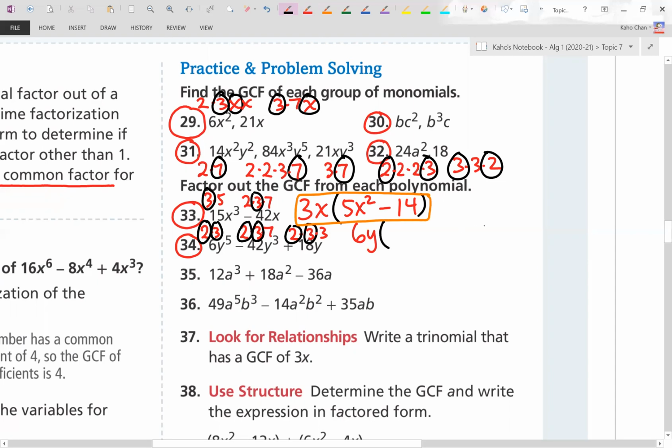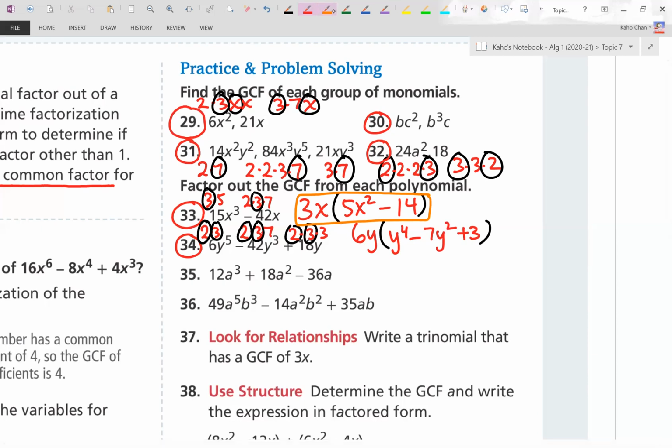That leaves me with, when I divide 6y to the 5th, my original, by my GCF 6y, that gives me y to the 4th. Very good. Middle term, negative 42y to the 3rd, divided by 6y is minus 7y squared. Very good. And then last term, 18y divided by 6y is plus 3. And there it is.